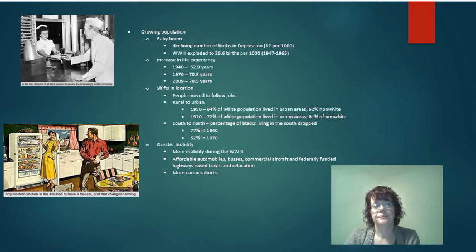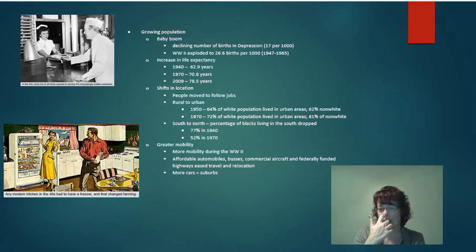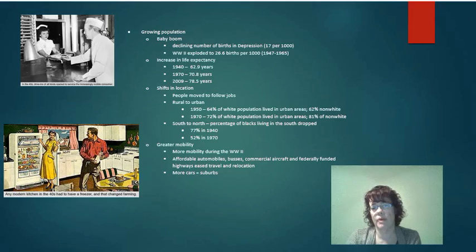There's shifts in location. People move to follow jobs. There's a continued shift from the rural to the urban population. By 1950, 64% of the white population lived in urban areas, 62% non-white. In 1970, 72% of the white population lived in urban areas, 81% non-white.